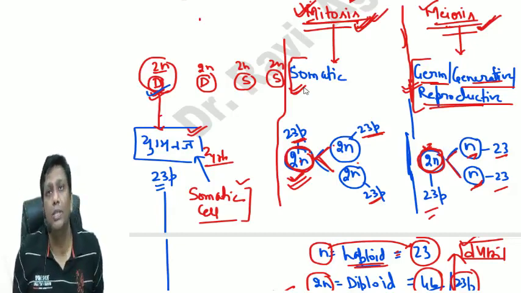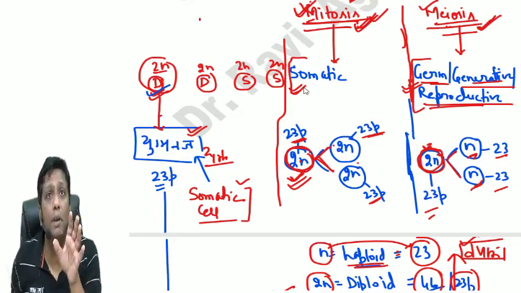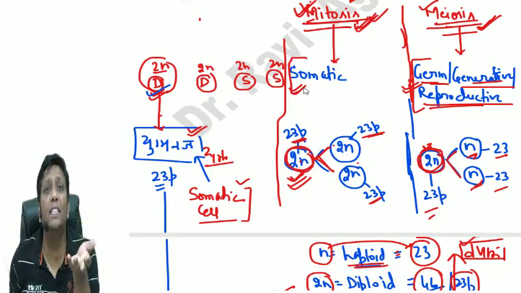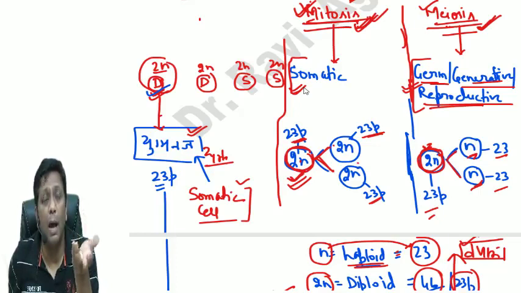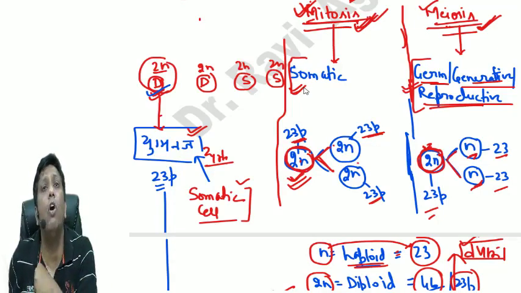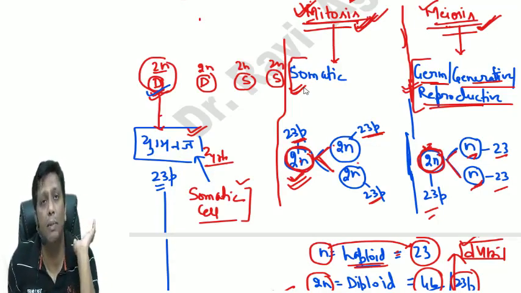Okay, now the question is, sir, give me an example of a reproductive cell and a somatic cell. Reproductive cells, everybody knows. From the father's side, the testes are the reproductive cell. From the mother's side, the ovary is the reproductive cell. Apart from the reproductive cells, the rest of the entire body is your somatic cells.